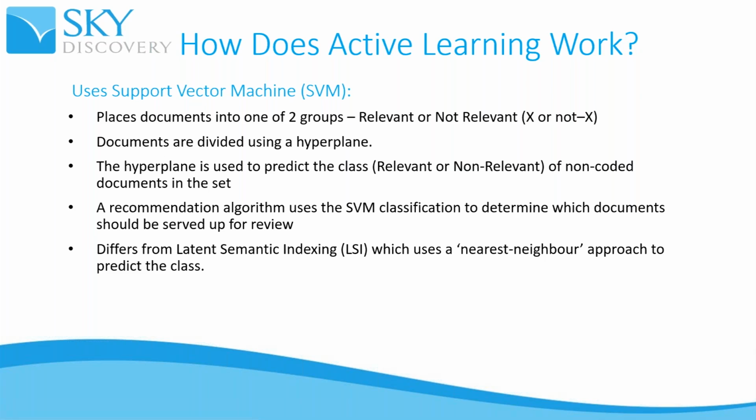What's known as a recommendation algorithm then uses this classification to determine which documents should be served up for review, so what are my most likely to be relevant documents? This differs from latent semantic indexing, which instead uses a nearest neighbor approach. It looks at how conceptually different a document is to its neighbors, the documents around it, and any coding decisions made on that document could then obviously impact the documents nearby.